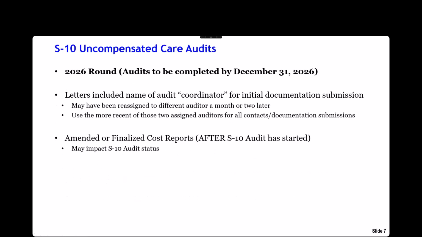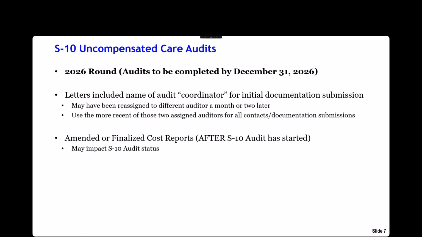So moving on to the S10 uncompensated care audits, we are about halfway through the 2026 cycle. And these audits, again, are now pretty much an annual type of thing. And I guess by annual, I also mean they take up pretty much all of the year. They're due by December 31st of each year, with the only exceptions allowable being if something pops up and all of a sudden we have to do an S10 audit on it and we don't find out about it, let's say, until November. We'll see a little bit of that in just a bit. But other than that, they're due completely by December 31st.